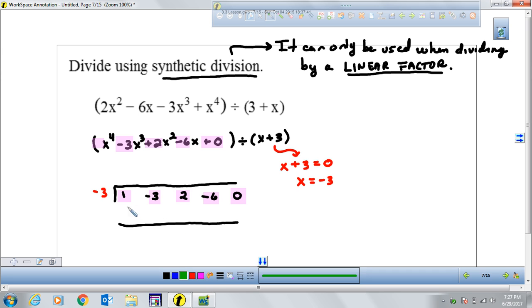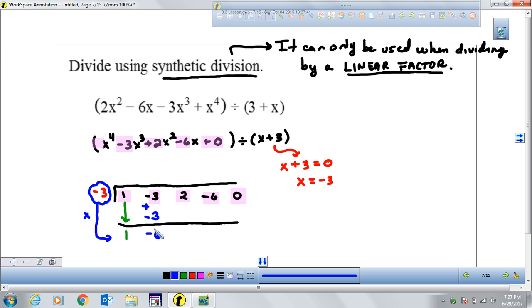And the process goes as follows. First, you're going to bring the first number all the way to the bottom of the line. Then you are going to multiply the number on the outside, which is your divisor, times every number that you get on the bottom line. So negative 3 times 1 is going to give you negative 3. You're going to place that on the next column inside. Then you're going to add the numbers inside. Negative 3 plus negative 3 is negative 6, and you put the result on the bottom of the line again. Then you're going to keep repeating this process.